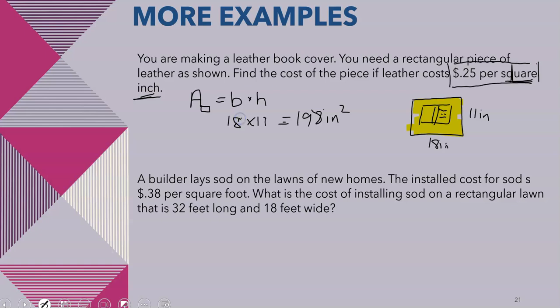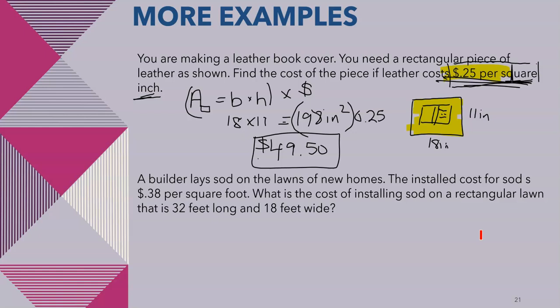Okay, so after we find the area, now we're going to have to take that and multiply it by the cost. So we're going to have to take the area of the fabric, multiply it by the cost of the leather. And our cost is 25 cents per square inch. So 198 times 25 cents, we get $49.50. Last step is to check to make sure our answer makes sense.